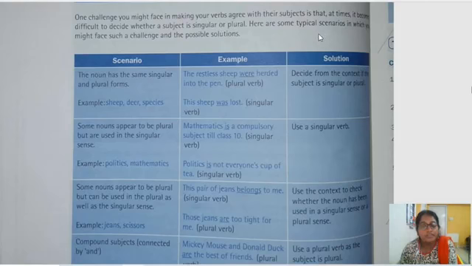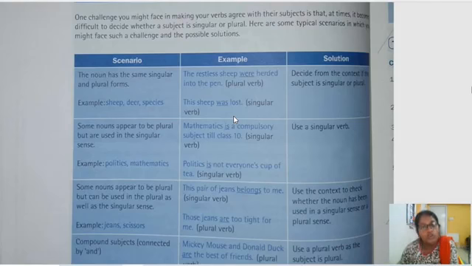Here are some typical scenarios actually. Instead of saying rules, I can say it's a scenario. Like if we get a situation in a sentence with sheep or deer or species, these words can be treated as singular or as plural. Like if I say the sheep is lost, it means it's a singular sheep, only one sheep. If I say the sheep are lost, that means it's not one, but more.